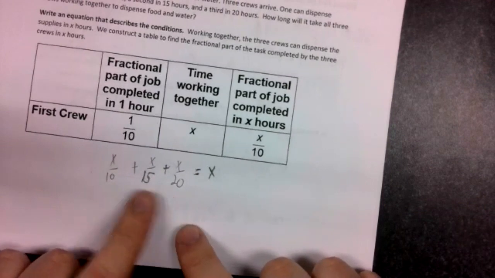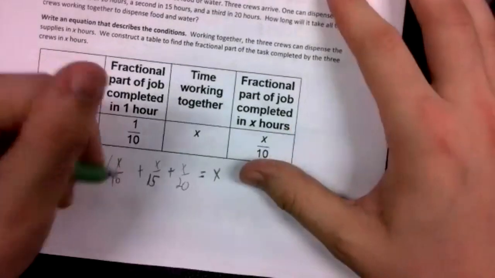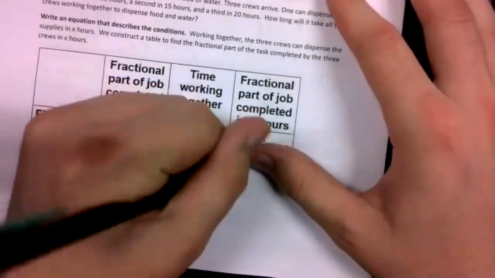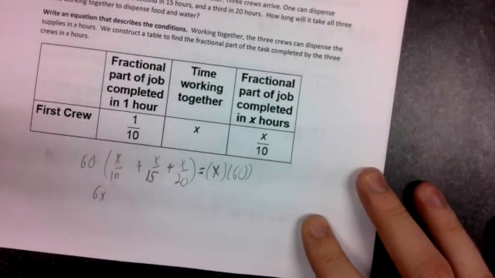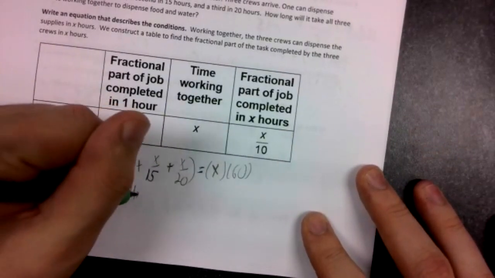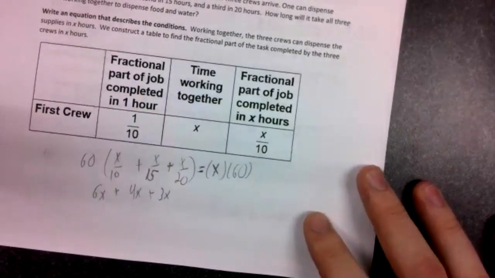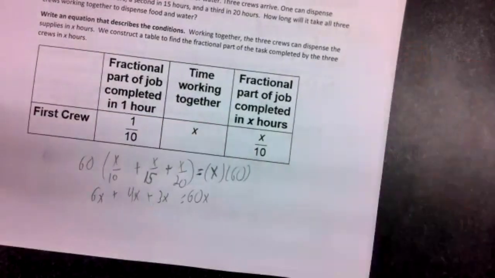So we have to find a number that all these have in common, right? So we can simplify this. I think the simplest one that I can do is 60. If we multiply the left and the right by 60, that'll cancel all the denominators. So this one will become 6x, this one will become 4x, and this one will become 3x. And then finally, this side becomes 60x, right?